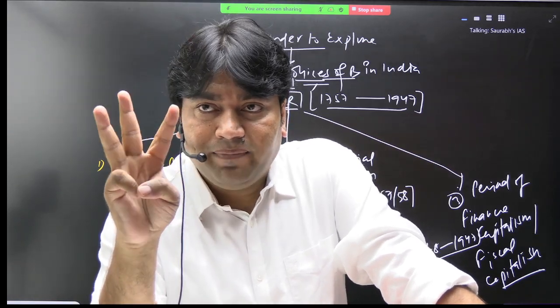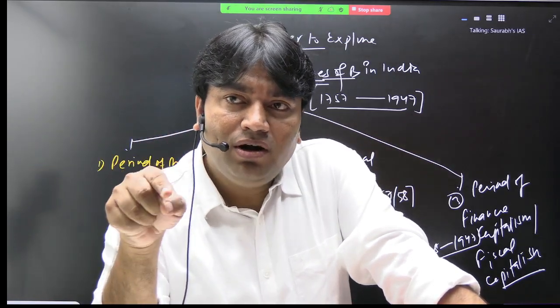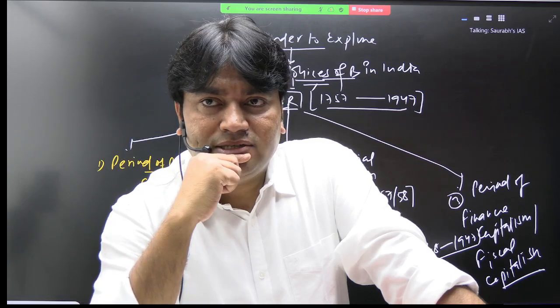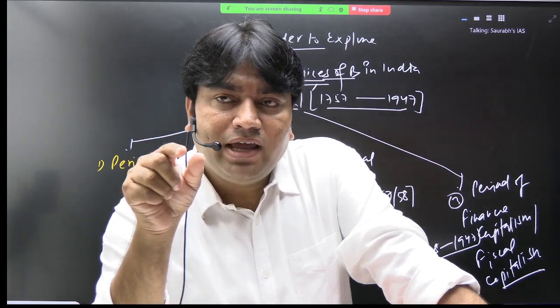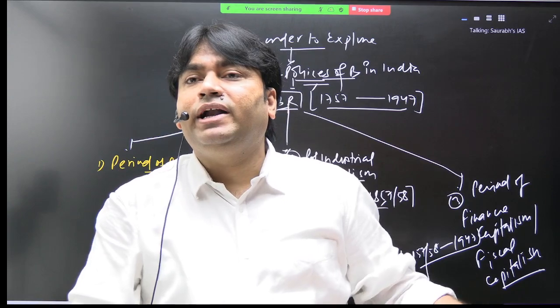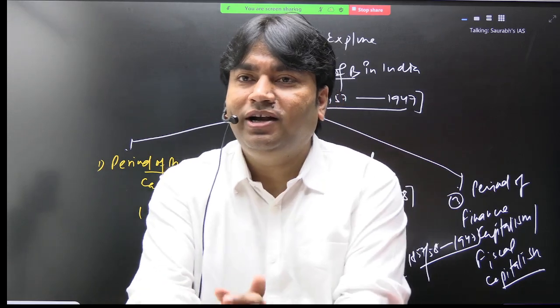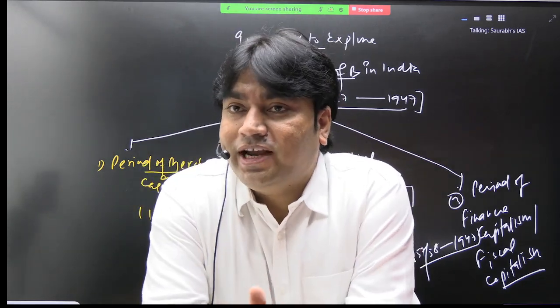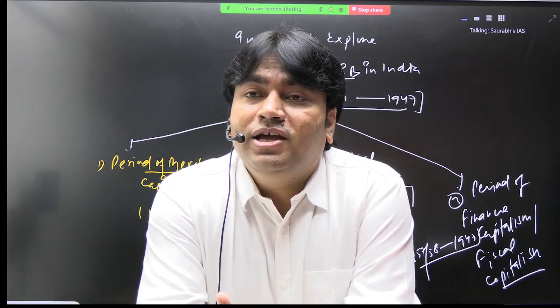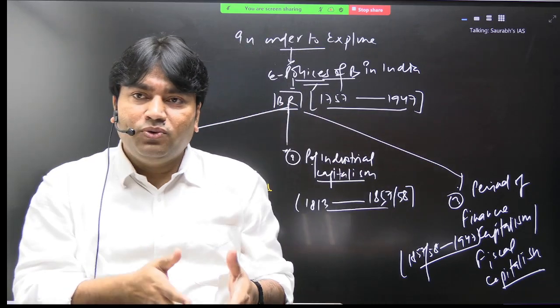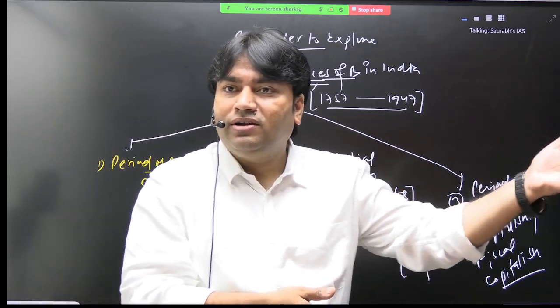The answer is 3. Okay, first part is called period of merchant capitalism or mercantilism. What is the time period? From 1757 to 1813. Is this the initial phase of the establishment of British rule in India? Yes. And what is the second phase? Second phase is period of industrial capitalism. What is the time period? From 1813 to 1857, 58.